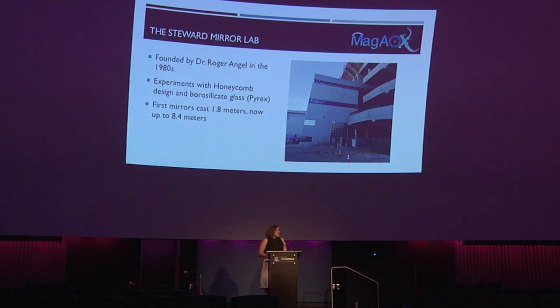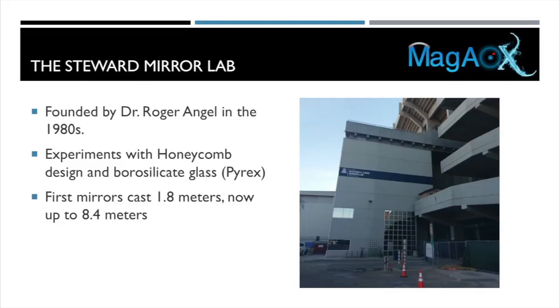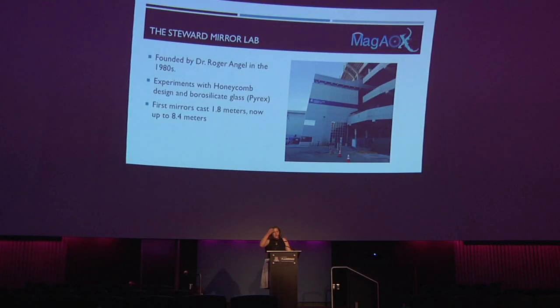So at the University of Arizona, we've also been researching how to build these large telescopes, because we can't just start at a 36-inch and move to a 25-meter in diameter telescope. So in 1980, Roger Angel founded the Steward Mirror Lab and began experimenting with the honeycomb design and borosilicate glass, which is like Pyrex that you use for cooking. And so the first mirror cast at the University of Arizona was a 1.8-meter telescope that ended up becoming the Vatican telescope on Mount Graham, about 3 hours away. And now we are casting up to 8.4 meters in diameter.